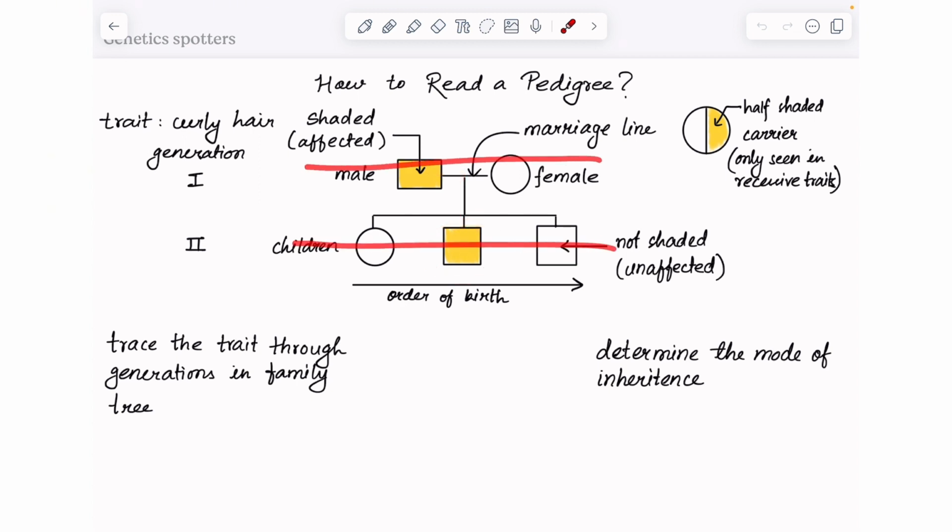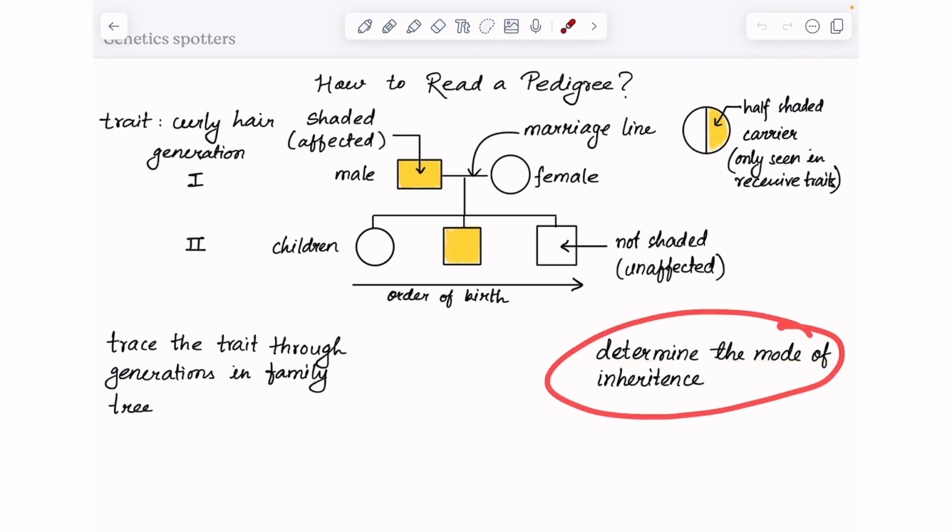So in two separate generations, you were able to find which members had curly hair, or which members possessed the trait. And by tracing the direction of the trait, you are also able to identify how exactly the genetic information from here is transmitted here, or the mode of inheritance. So the family tree is used for two things. Number one, to trace the trait through generations in a family tree, and number two, to determine the mode of inheritance. And this is exactly what we are going to do in this particular video.